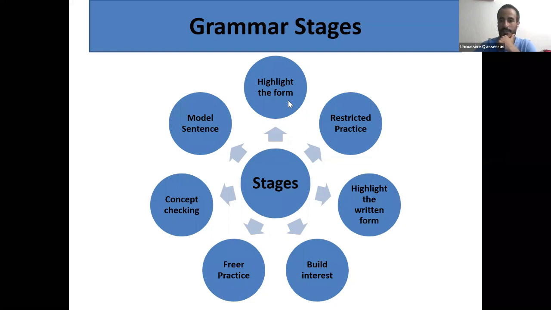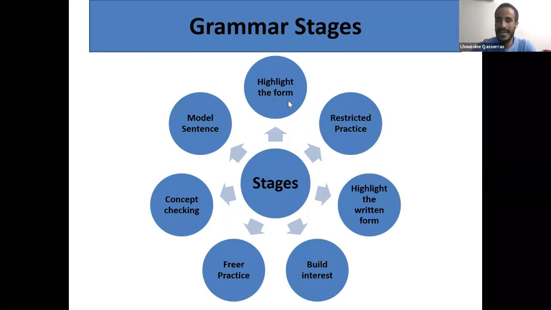Number two. What do you think? Concept checking, I don't think so, Fuad. Okay. Model sentence, excellent, Alex. Okay, we will see. Highlight the sentence, model the sentence, model sentence, okay. All right, good. So let's see number three. What do you think? Write number three, then you can answer.